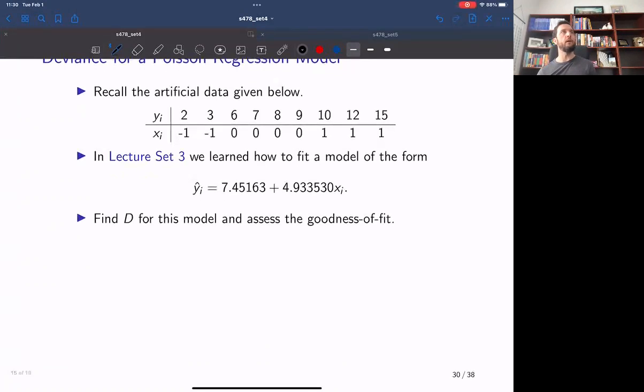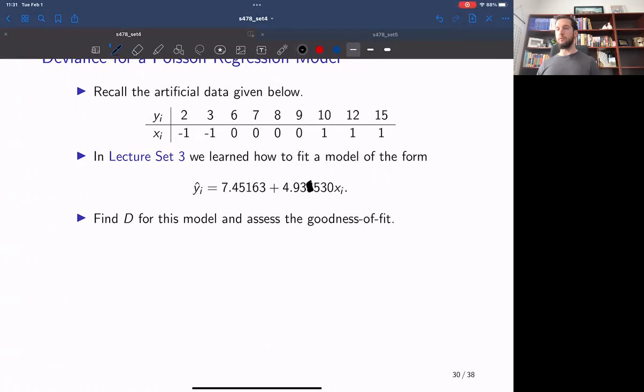Okay, so from that process, we found that the estimated model has beta 0 hat 7.45163 and beta 1 hat 4.93530. So we want to compute D and then assess the goodness of fit.